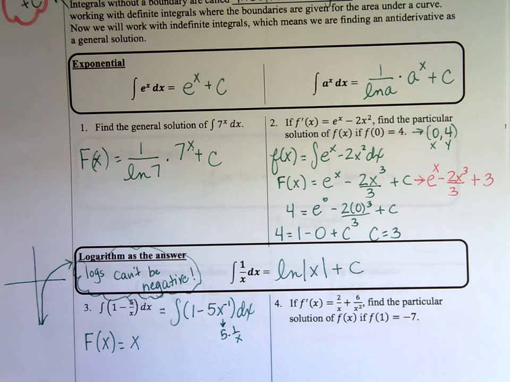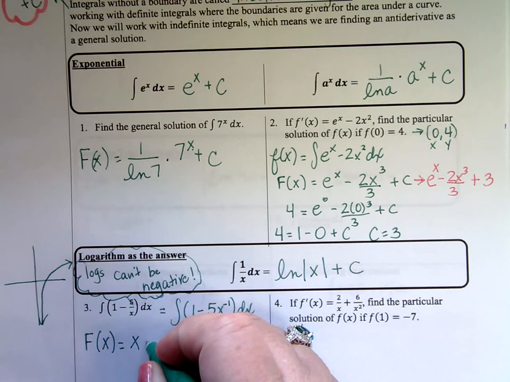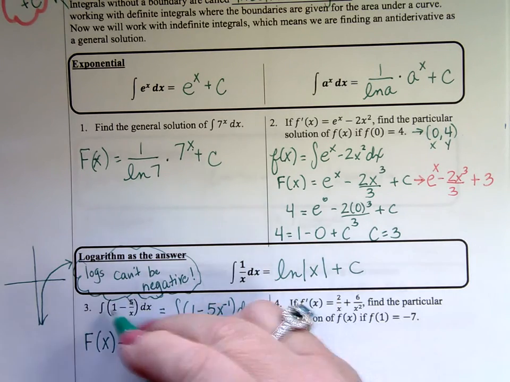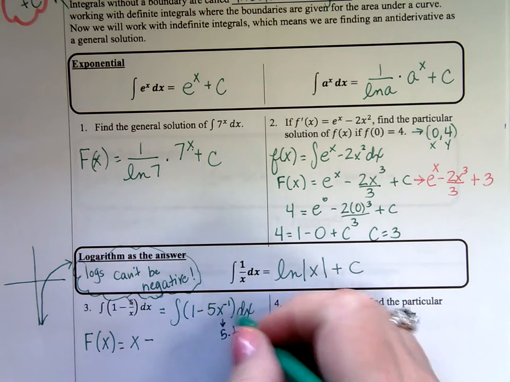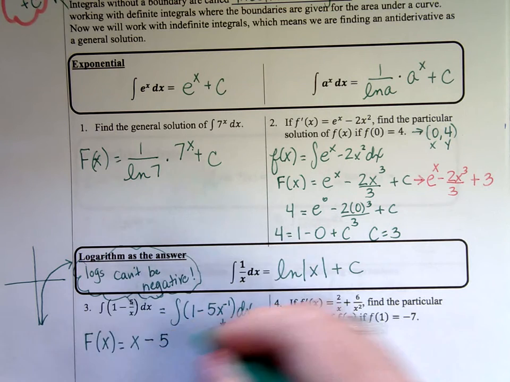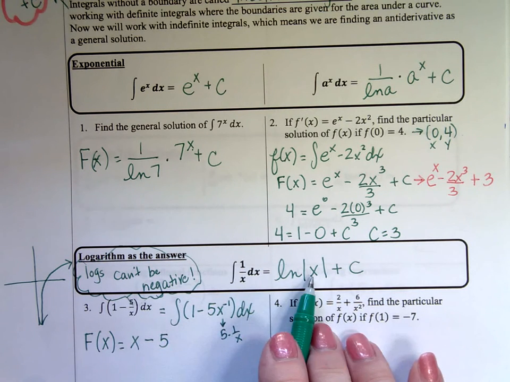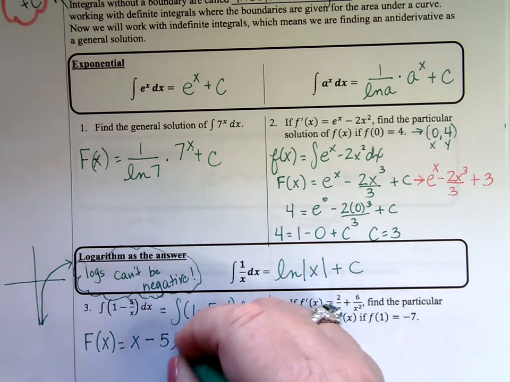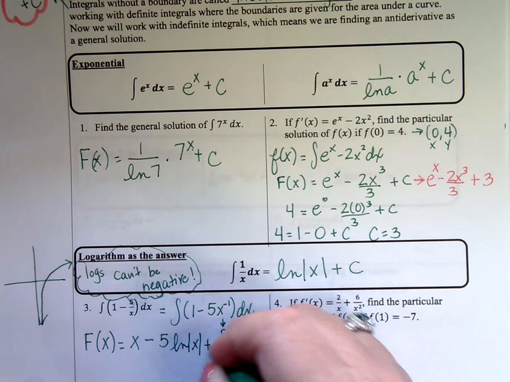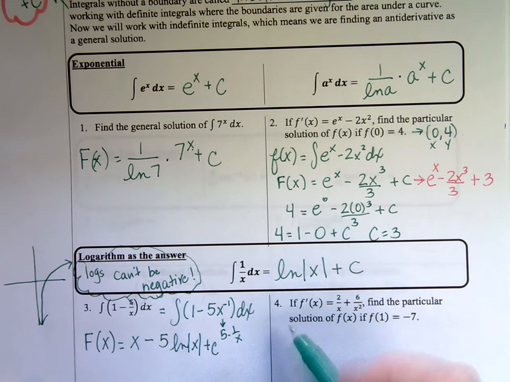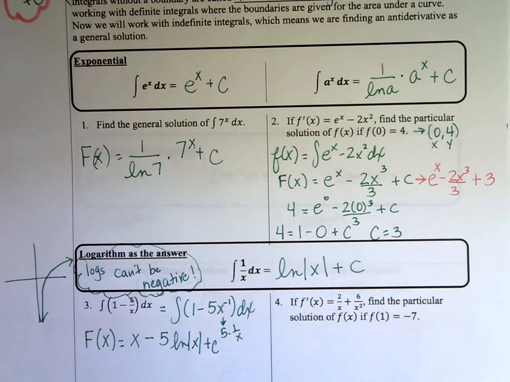So if that's the case, and it's a negative subtraction, I have 5 as a coefficient, and what's the antiderivative of 1 over x? It's the ln of x plus c. And that's my answer for that, just to find the general solution. They didn't give me enough information to find the particular solution, but number 4 does.